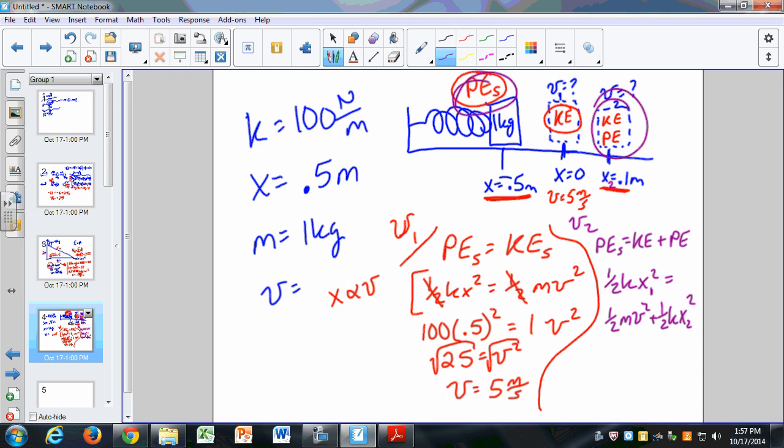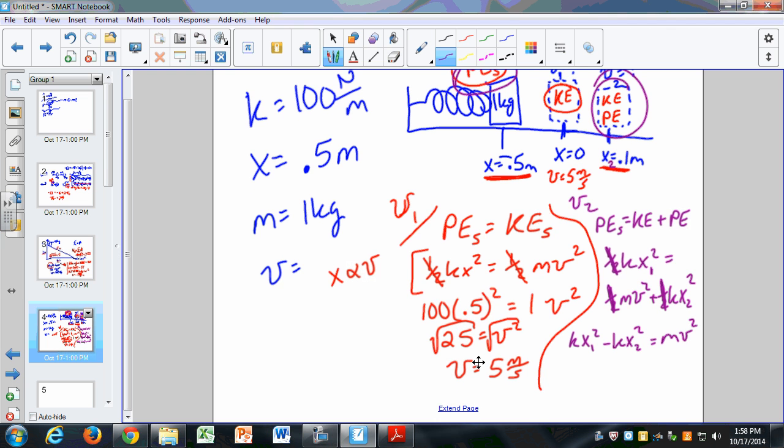And I can simplify it a little bit. I get rid of my halves here, here, and here. I'm looking for v, so I'm going to do kx1 squared minus kx2 squared equals mv squared. That's 100 times 0.5 squared minus 0.1 squared. That's not the same as 0.4 squared, by the way, so be careful with that. That's equal to m, which is 1, times v squared.